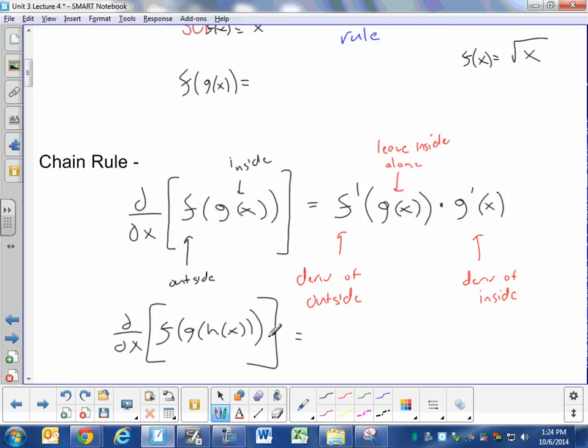Derivative of your outermost, leave the inner insides alone, times the derivative of your next outermost, leave the inside alone. Start on the inside, work your way out. You go outside in. So it's the derivative of f, leave g and h alone, times the derivative of g, leave h alone, times the derivative of h, work outside in.